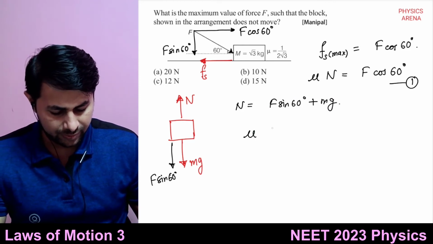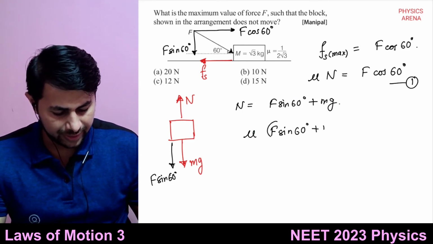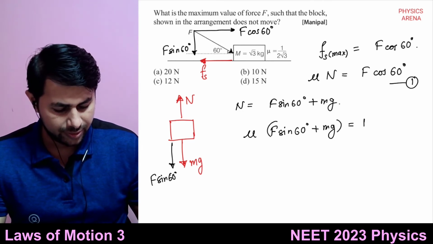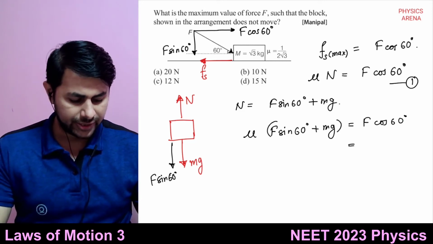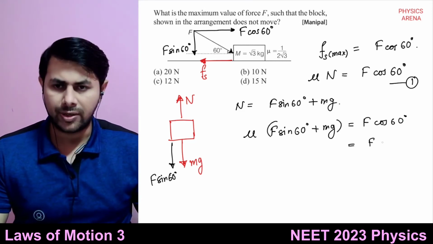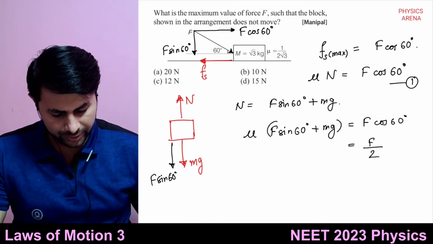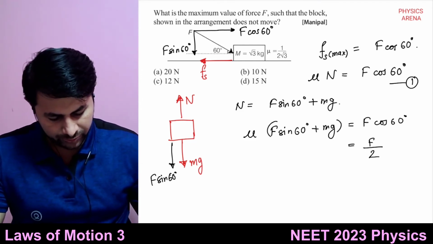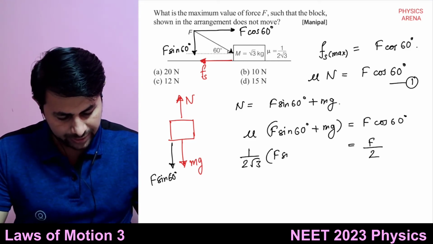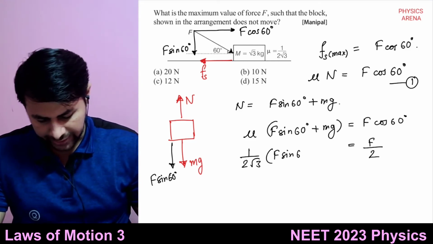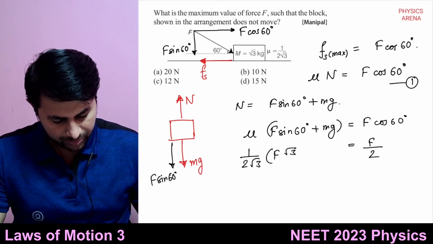Mu times F sin 60 plus mg is equal to F cos of 60. What is cos 60? 1 by 2. Okay, so this will be F by 2. Okay, how much is mu? Mu is 1 upon 2 root 3. It is F sin 60. What is sin 60? Root 3 by 2. So it is root 3 upon 2.